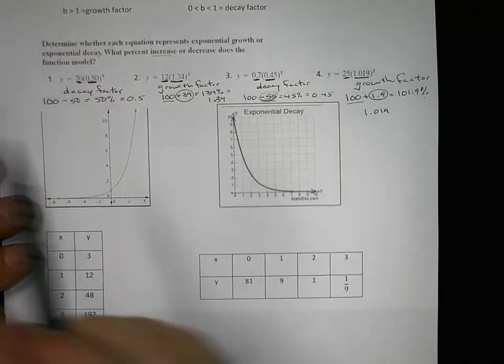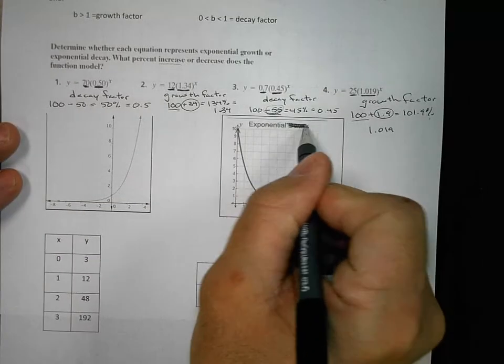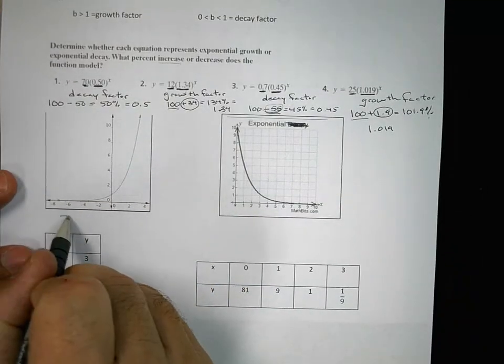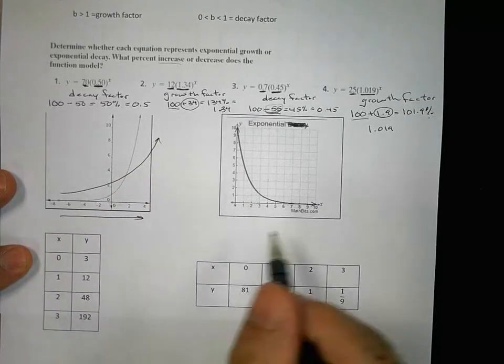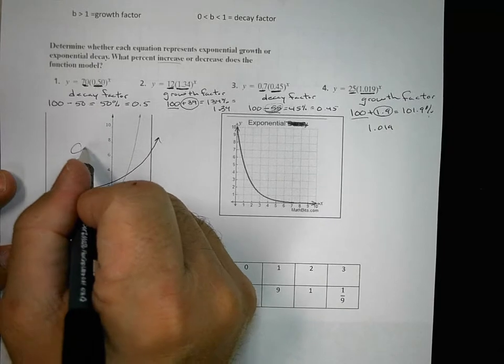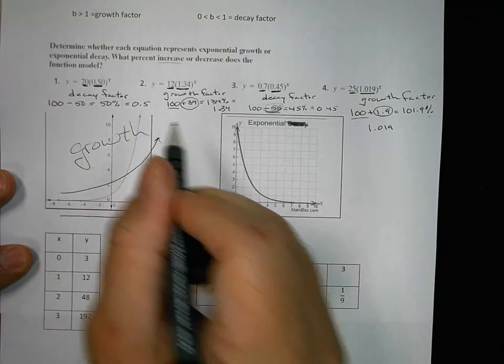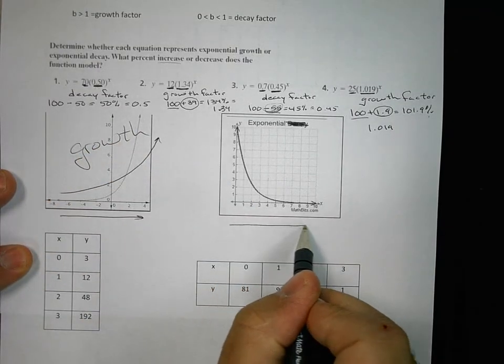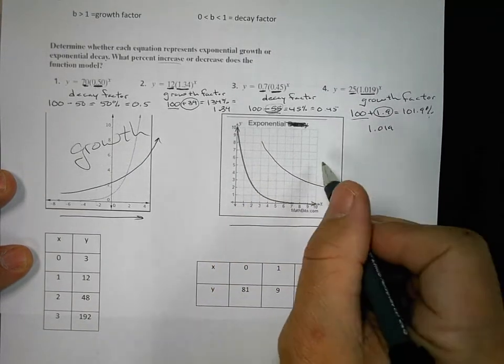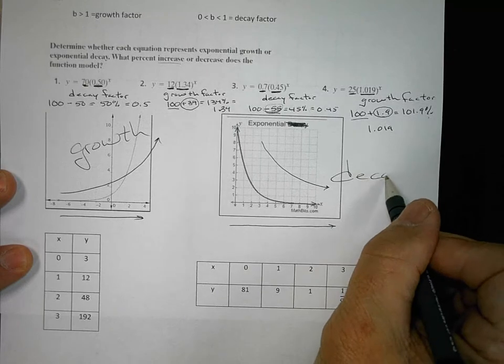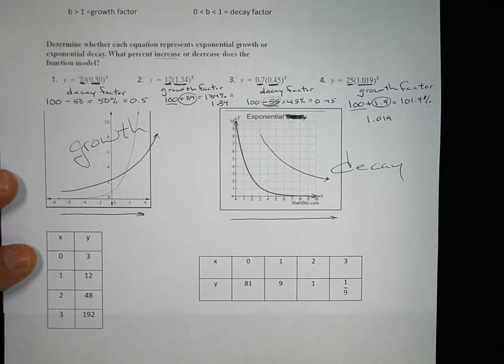All right, my graphs I should have picked better, but they're hopefully easy to tell. As x increases, y is increasing over time. So this is obviously growth. And on this one, as x increases, y is decreasing over time. So this is decay. Hopefully you're getting pretty good at recognizing those.